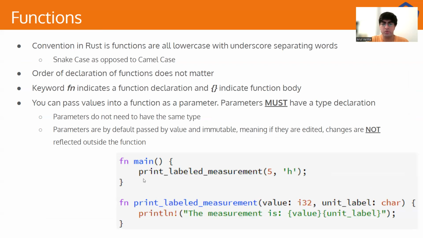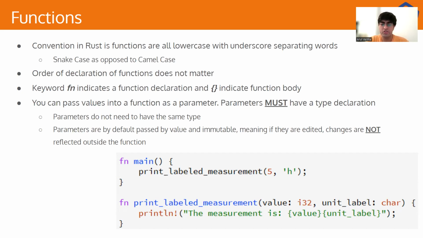Next, let's talk about functions in Rust. Functions are conventionally declared in all lowercase with underscores separating words. This is called snake case, as opposed to the camel case some of you may be familiar with in Java. This is also the standard in programming languages such as Python and C++, so it's good to get familiar with it right now. While it's not necessary, it is good practice to have.